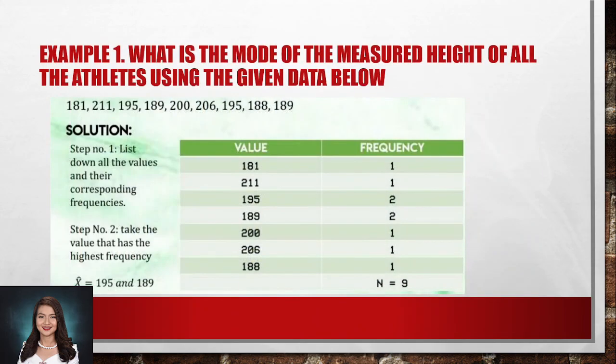Let's take a look at this example. What is the mode of the measured height of all the athletes using the given data below? So we have 181, 211, 195, 189, 200, 206, 195, 188, and 189. Step 1, we're going to list down all the values and their corresponding frequencies. Step 2, take the value that has the highest frequency. So in this data, the highest frequency belongs to 195 and 189 because each appears twice in the given data.